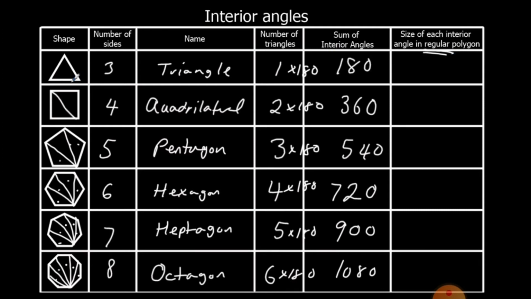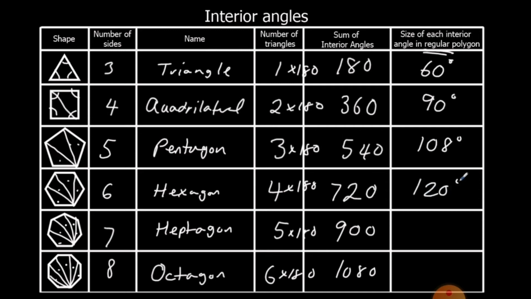For the measure of each interior angle in a regular polygon, you simply divide, no? So, for example, 180 divided by 3 kasi tatlo yung number of sides. So, magiging 60. So, 60 degrees yung each measure ng interior angle. Okay, for the quadrilateral, 360 divided by 4. Bakit 4? Kasi 4 sides yung quadrilateral. So, magiging 90 degrees yung each measure of the interior angle.